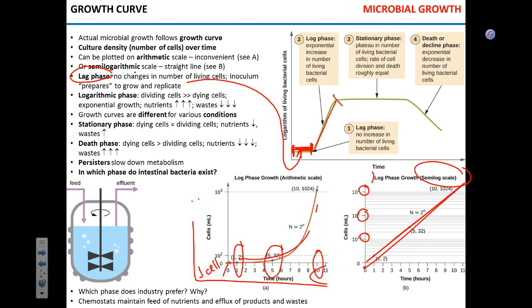This stage is called logarithmic, or another name for it is exponential growth. At this point, cells are actively dividing. They're practically not dying yet. Okay? So very few dying cells, a lot of nutrients, and very little waste.